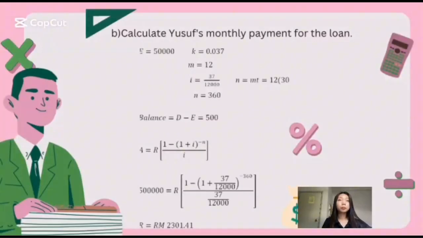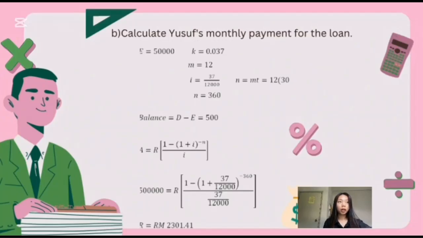Okay, question 2B. Calculate the monthly payment for the loan. We use this formula. Here, A is the loan amount 500,000, R is the monthly payment we are solving for, I is the monthly interest rate, N is the total number of months.